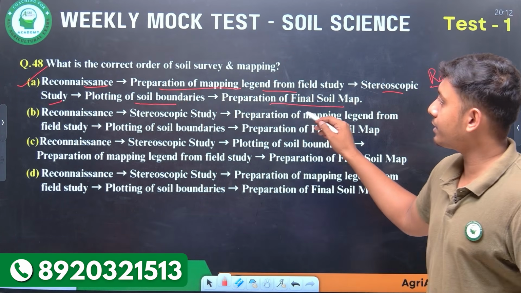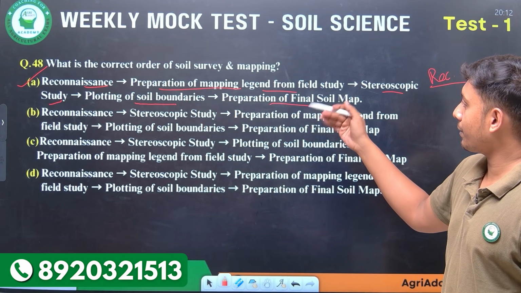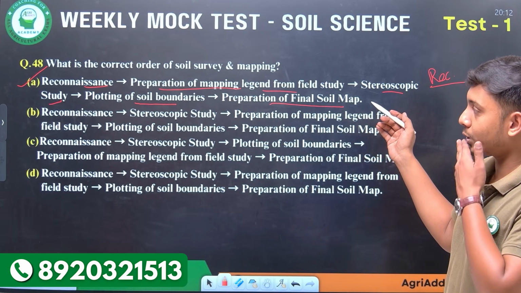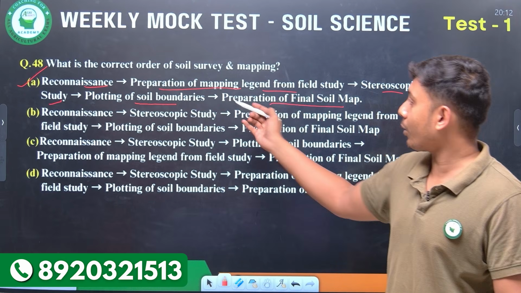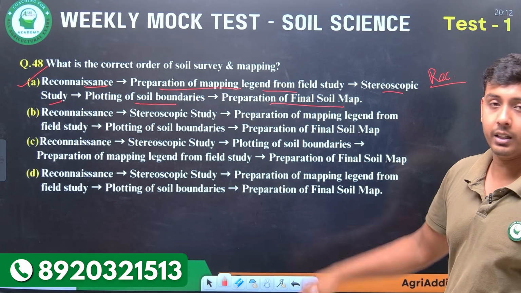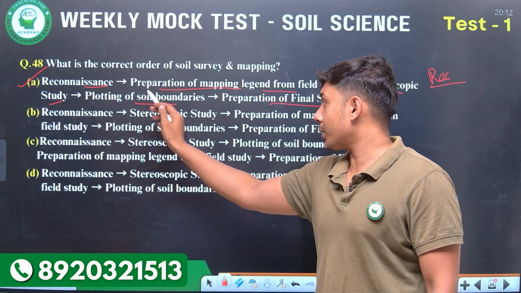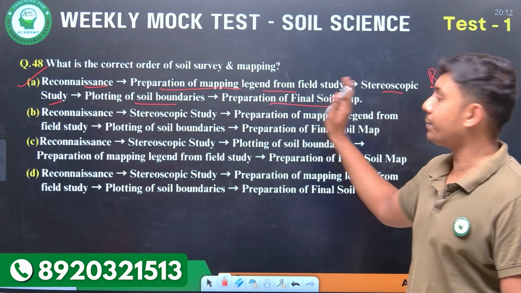You have to remember this sequence for any soil survey type of map. Maybe different types of questions also come. So what is the next step after stereoscopic study? Then you have to answer the plotting of soil boundaries. The final step is the preparation of the final map.